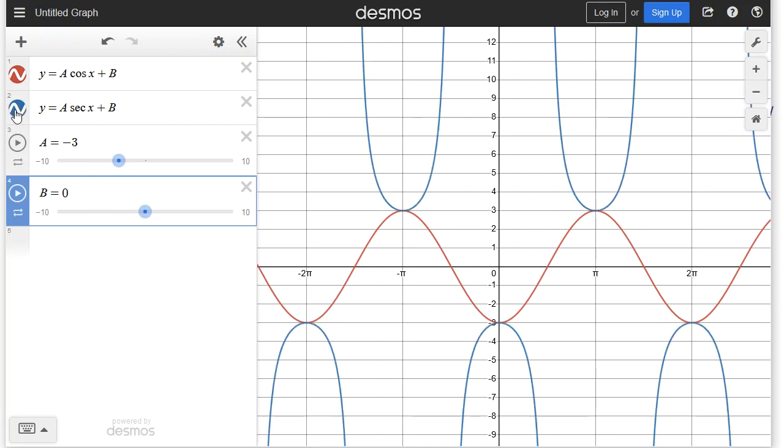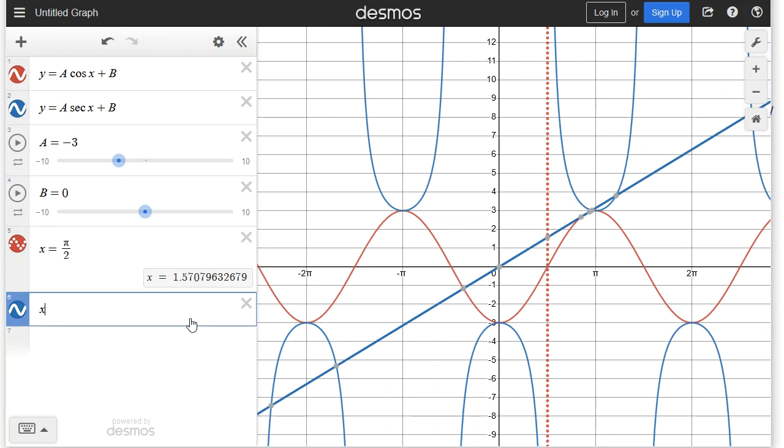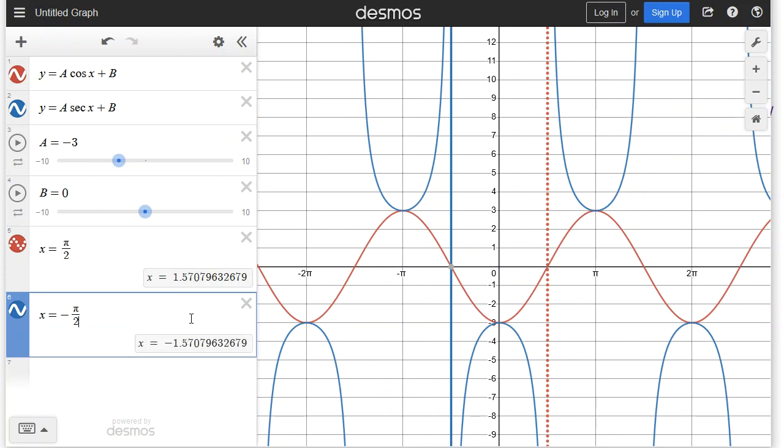Remember, that's what the secant's going to look like. And if I look right here, I can see that these asymptotes look like pi over 2 and negative pi over 2. Let's put those in real quick. x equals pi over 2. Let's make that dotted. And x equals negative pi over 2. There are other ones, but there are infinitely many, right? For the sake of time, we'll just look at these two.